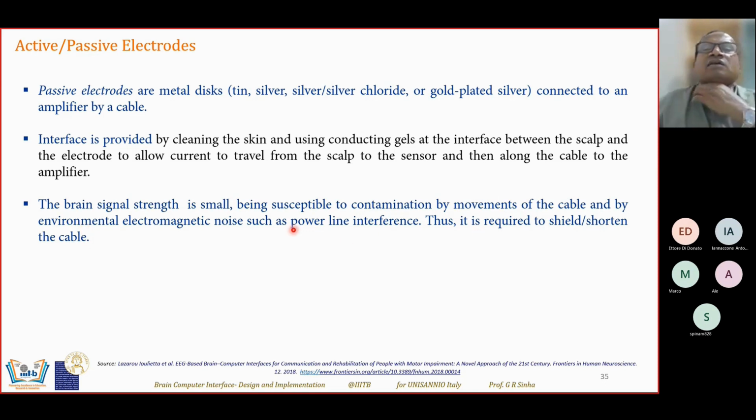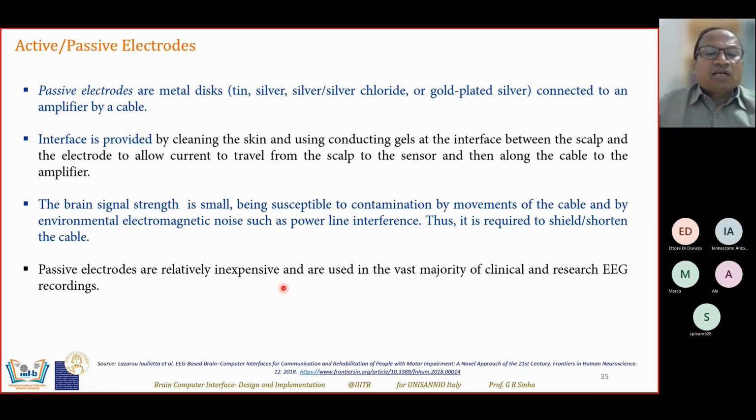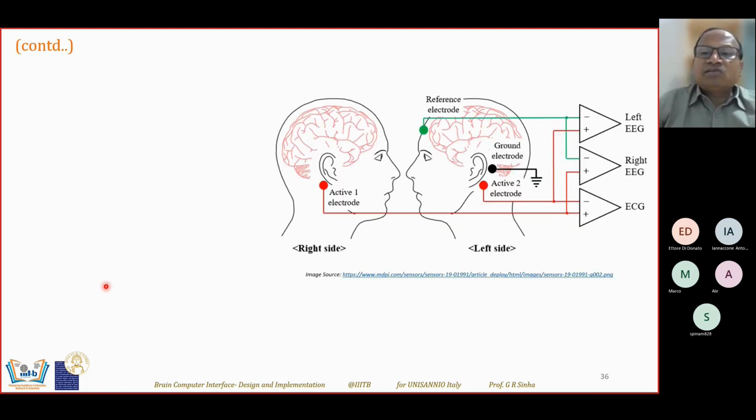Therefore, what we do generally is that a cable connecting the electrode is always protected by some insulating layer, so that even if there is interference, environmental change or noise, it cannot contaminate the signal. So the passive electrodes are relatively inexpensive and used in the majority of clinical research and EEG recordings. Correct. And this is one example.